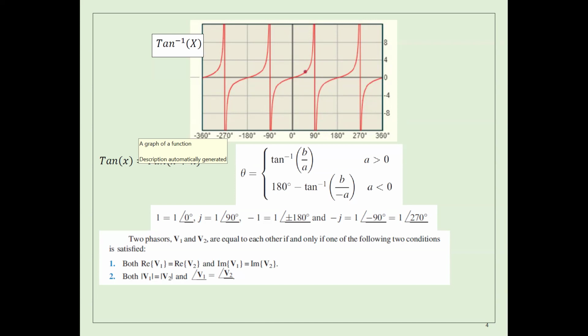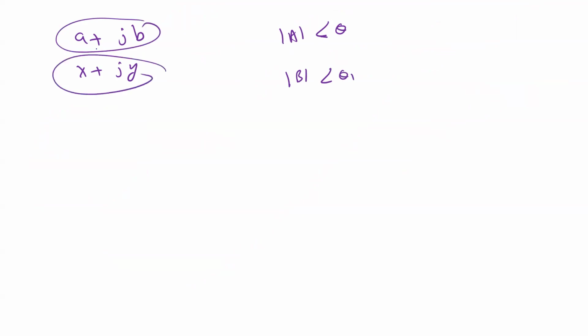The last thing I want to teach here is how I can say whether 2 points are equal or not. If I give you 2 points, how can you say if they are equal or not? It's very simple. For example, here I have A plus jB, and I have X plus j1. Any 2 points. Same thing, I have here A with angle theta, and here, for example, I call it B with theta 1. How can I say this point is equal to this point? How can I know? Very simple.